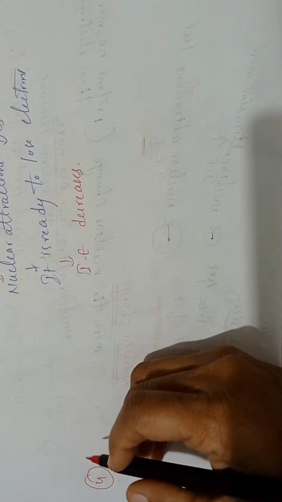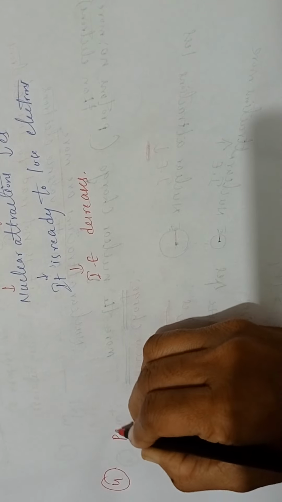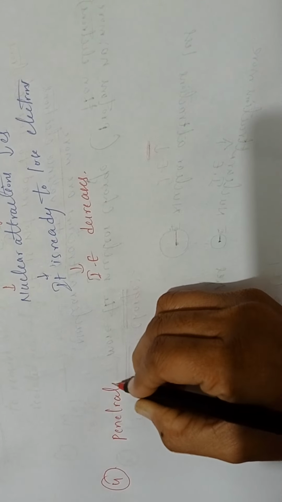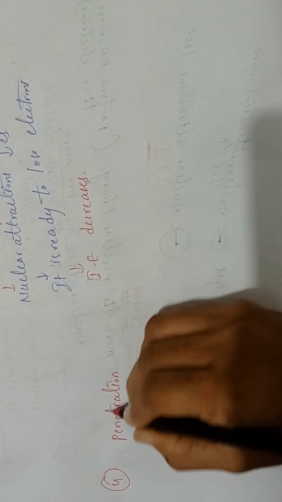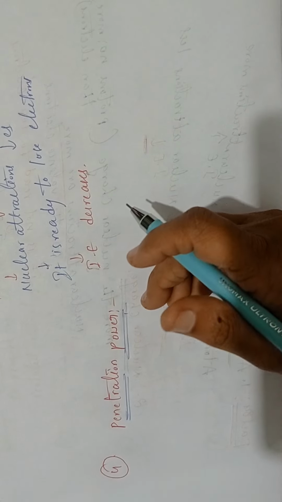So the next one is the fourth factor, students. What is the fourth factor? The fourth one is penetration power. So what is penetration power, students, and how does it affect the ionization energy?